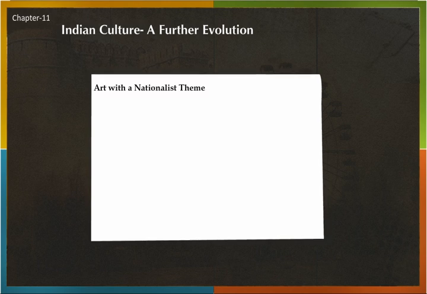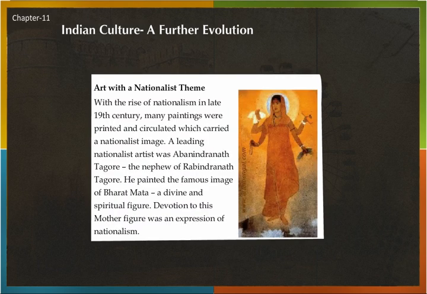Art with the nationalist theme. With the rise of nationalism in the late 19th century, many paintings were printed and circulated which carried a nationalist image. A leading nationalist artist was Abanindranath Tagore, the nephew of Rabindranath Tagore. He painted the famous image of Bharat Mata, a divine and spiritual figure. Devotion to this mother figure was an expression of nationalism.